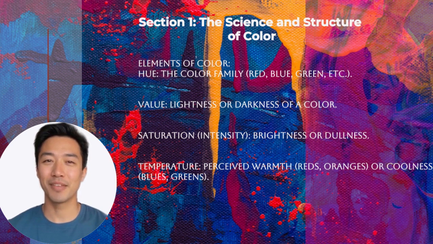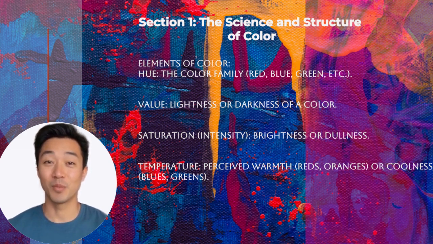Elements of color. Hue: the color family, red, blue, green, etc. Value: lightness or darkness of a color. Saturation: intensity, brightness or dullness. Temperature: perceived warmth, reds, oranges, or coolness, blues, greens. Chroma: the purity or vividness of a color.